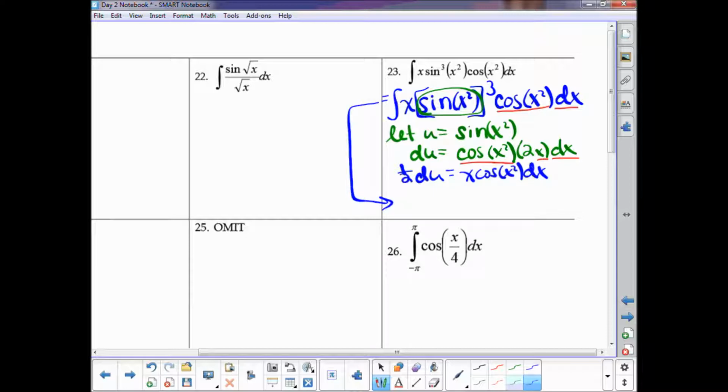Okay. So now, oh good, that's right, no bounds. Let's go ahead and replace. So x cosine x squared dx, we said it was 1/2 du. I'm going to bring my 1/2 out in front, stick my du on the end. And then sine x squared is just u, so I have u cubed.